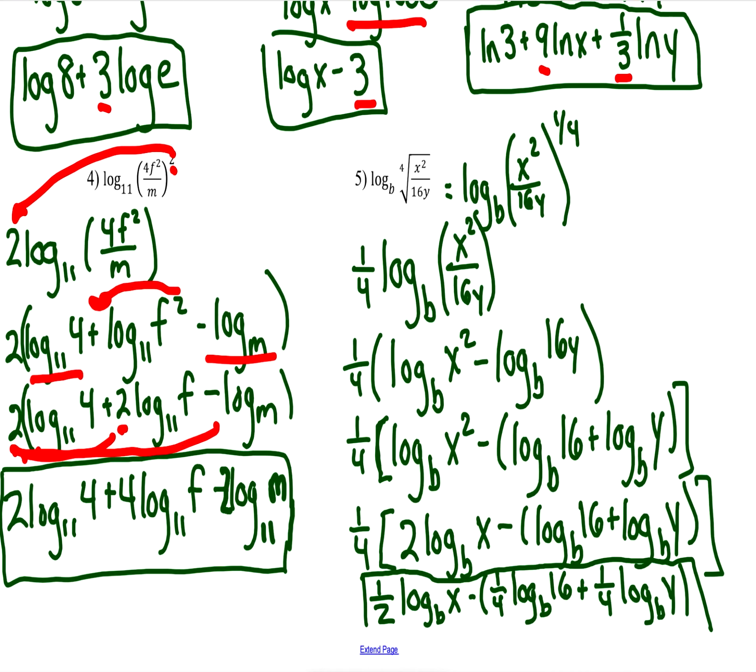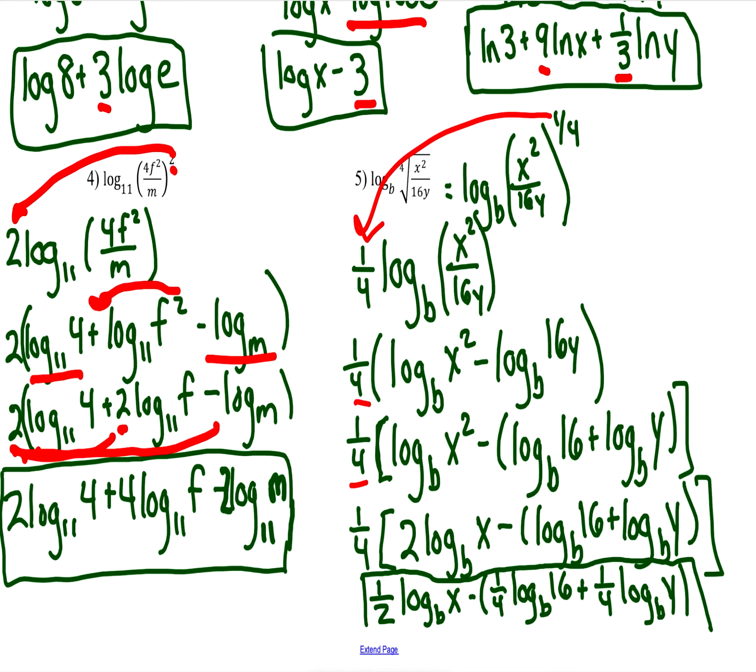And number 5, the first thing I did was I wrote that 4th root as an exponent, so to the 1/4. Now the whole entire argument's being raised to the 1/4, so that's why you want to bring it out. Bring that out. And now we're left with just the argument on the inside. We're dividing, so it'll be x squared minus log base b of 16y. Make sure that 1/4 stays out in front the whole time until the very end when you distribute it in.